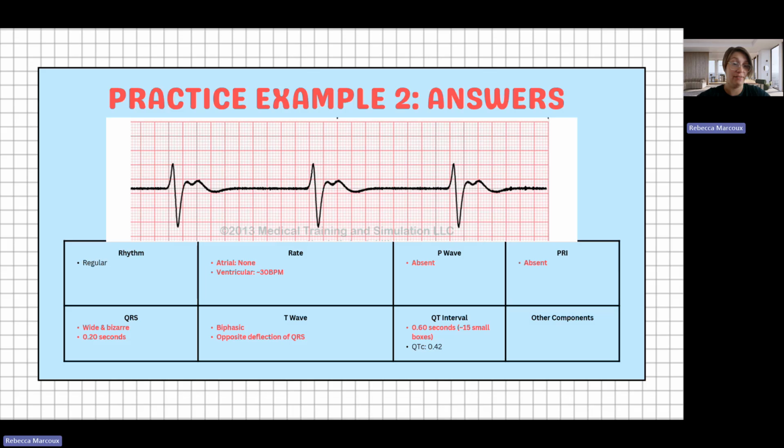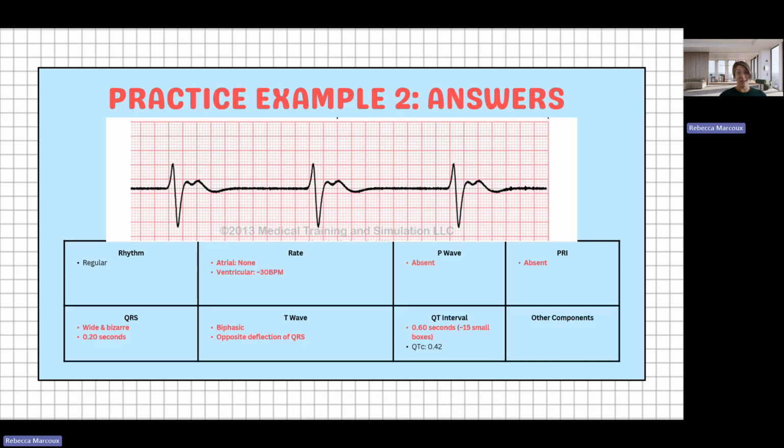And it is an opposite deflection of our QRS complex. So we can see the large part of our QRS complex is negative, and then our T wave is positive. So again, we have that opposite deflection, or discordant T wave. QT interval in this measures about 0.6 seconds, which is extremely long. However, when we correct for our QTc, we get 0.42, which is okay.